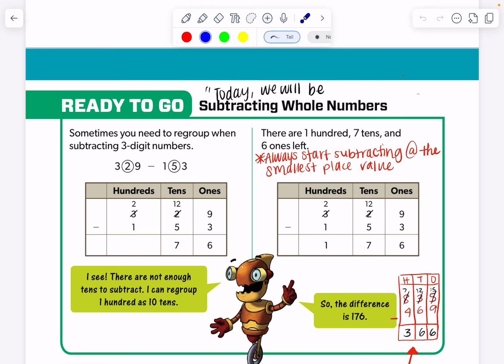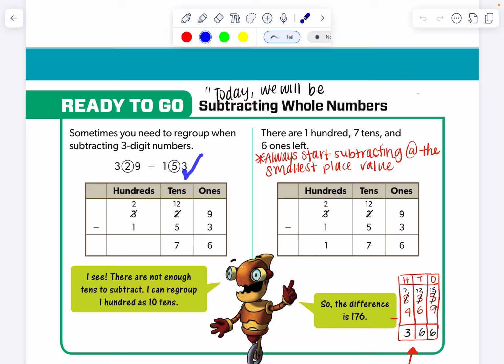So just like yesterday, when you are adding or subtracting whole numbers, you are always going to start at your smallest place value. In this case, it's always going to be the ones because we are working with whole numbers. So in this example, 329 minus 153, starting with the ones place, we have 9 ones and we have to take away 3. 9 minus 3 gives us 6. Very easy. No regrouping there.